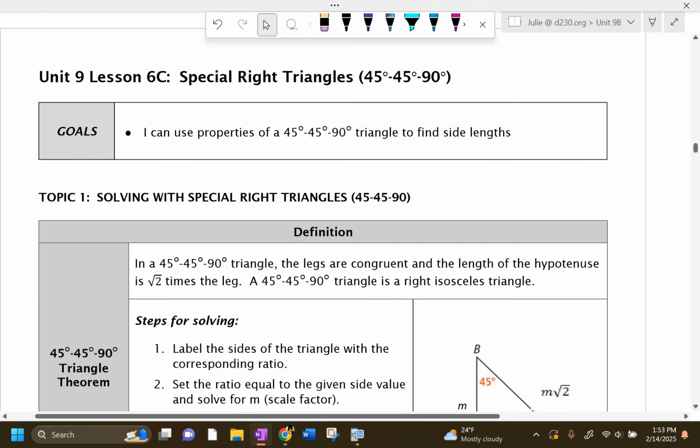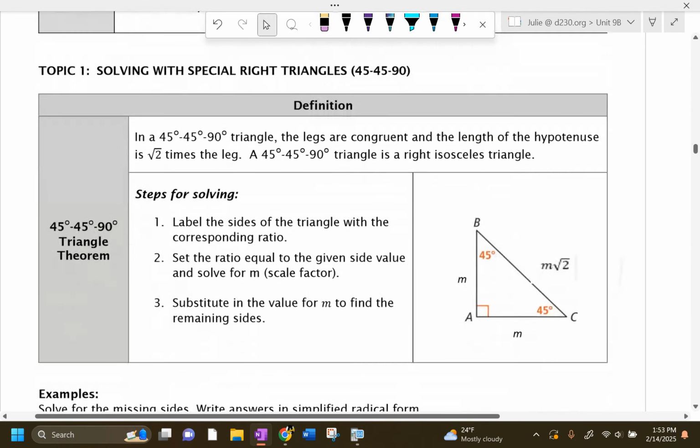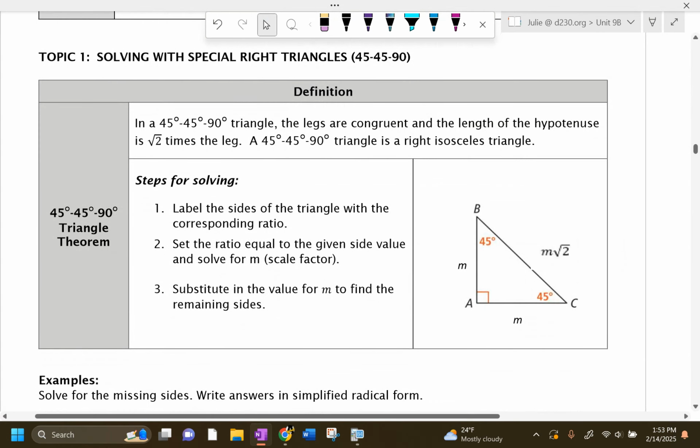Okay, today we're going to talk about special right triangles. The first special right triangle we're going to talk about is the 45, 45, 90 degree triangle. All right, so now when we have a 45, 45, 90 degree triangle, the legs are going to be congruent and the length of the hypotenuse is going to be square root 2 times the leg.